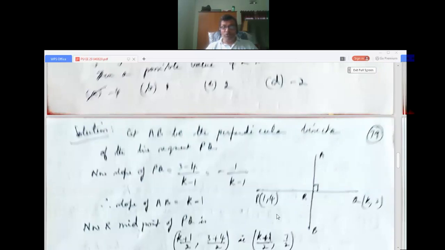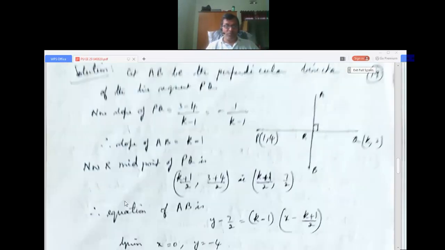Now the slope of PQ will be 3 minus 4 by k minus 1, or 4 minus 3 by 1 minus k, whatever. So this will be 1 by k minus 1. So the slope of PQ is 1 by k minus 1, and AB is perpendicular. You know, if two lines are perpendicular, the product of their slopes is minus 1. So the slope of AB will be k minus 1, because if you multiply this, you get minus 1. Now R is the midpoint of PQ. So R will be (k plus 1 by 2, 4 plus 3 by 2), that is (k plus 1 by 2, 7 by 2).